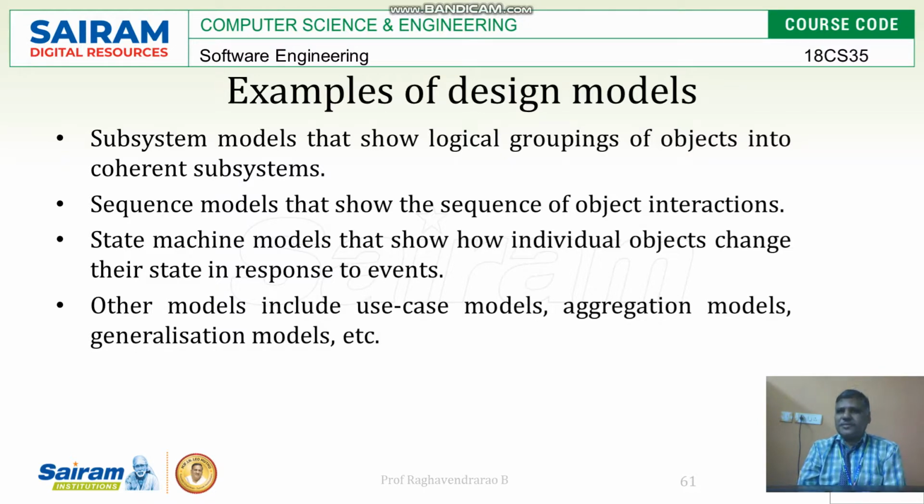Some examples of design models are subsystem models. Subsystems communicate between the groups. So that is one thing. Then there is the sequence model, which is the sequence of the functionality of that particular object, and the interactions are going to be checked and written.